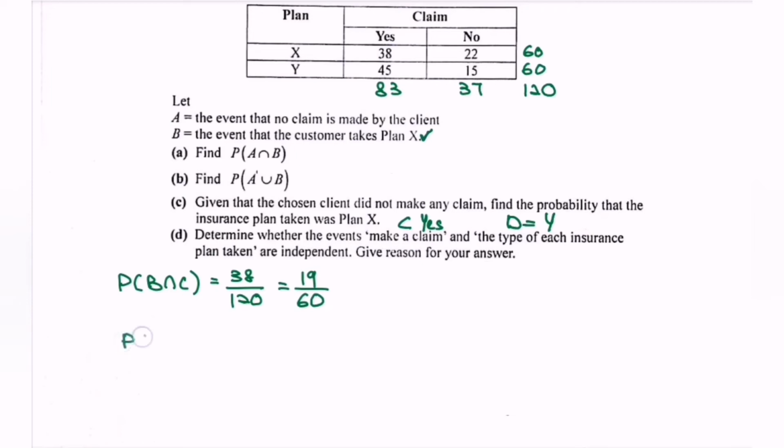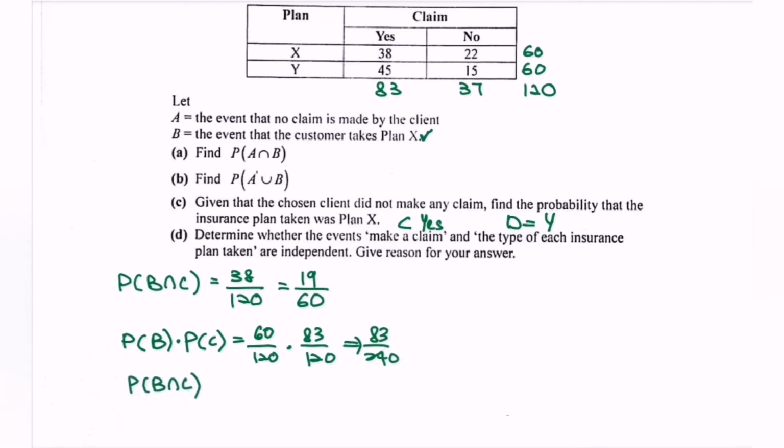Next, the probability of B multiplied by the probability of C. The probability for B, which refers to plan X, is 60 over 120, multiplied by C, which is the yes column, 83 over 120. Using the calculator, we will have 83 over 240. So notice that the probability that B intersect C is not equal to the probability for B multiplied by the probability for C. So we can say B and C are dependent.